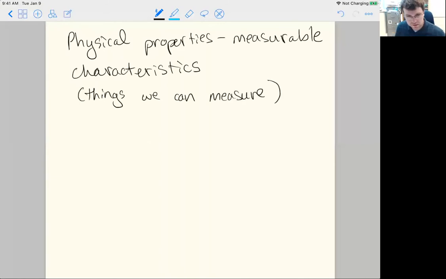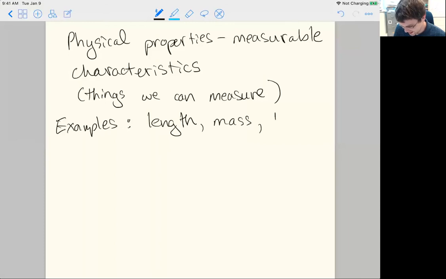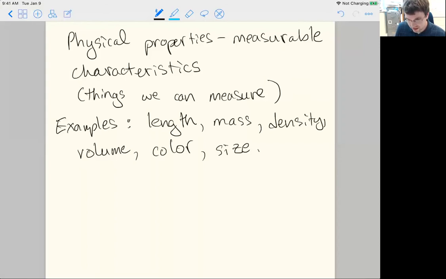For example, let's throw up some examples here. We have length, mass, density, volume, color, size, luster, malleability.